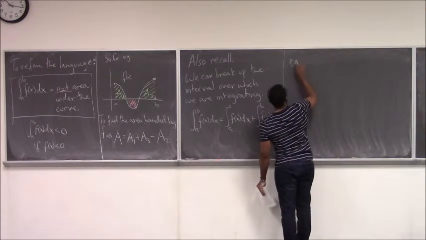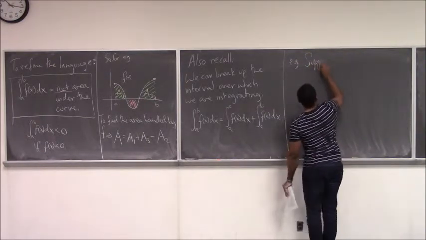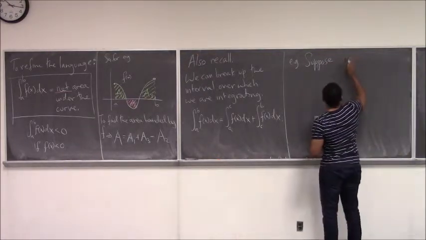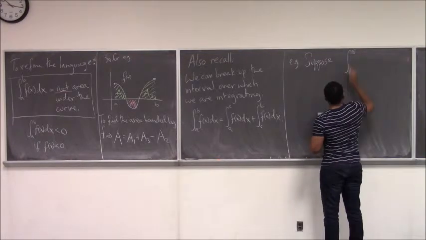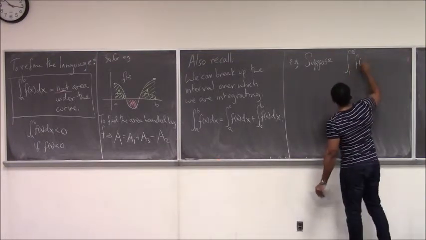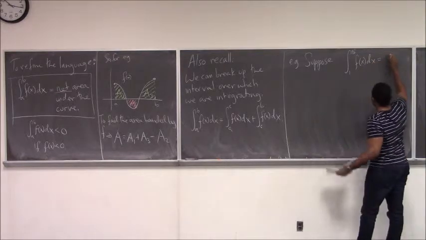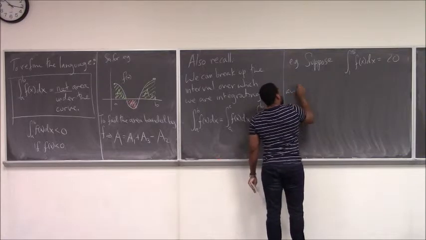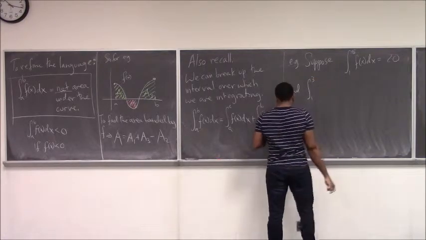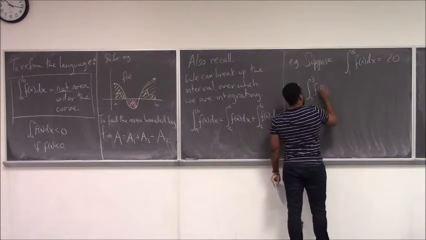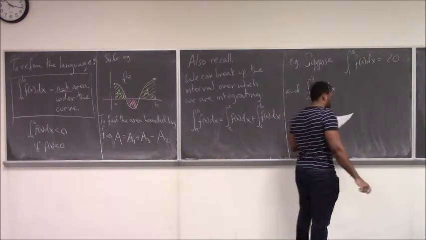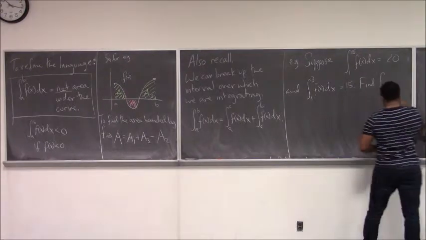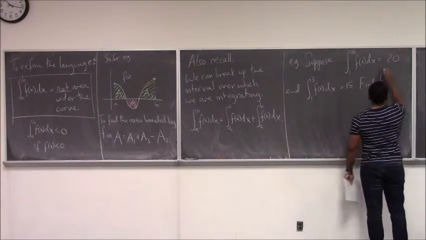And so the example here, which I think I threw in because I saw examples like this in your textbook. Suppose you know that the integral from 1 to 5 of f of x dx is 22, and you know that the integral from 1 to 3 of f of x dx is 15, and you're asked to find the integral from 3 to 5.